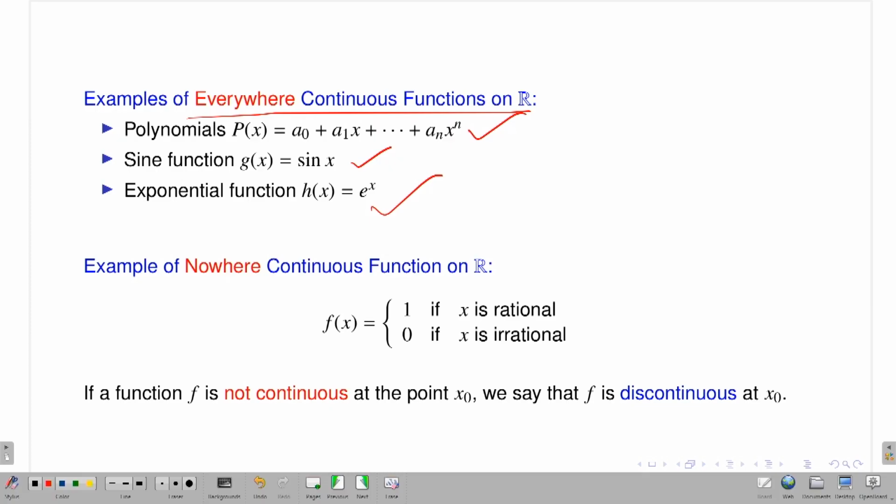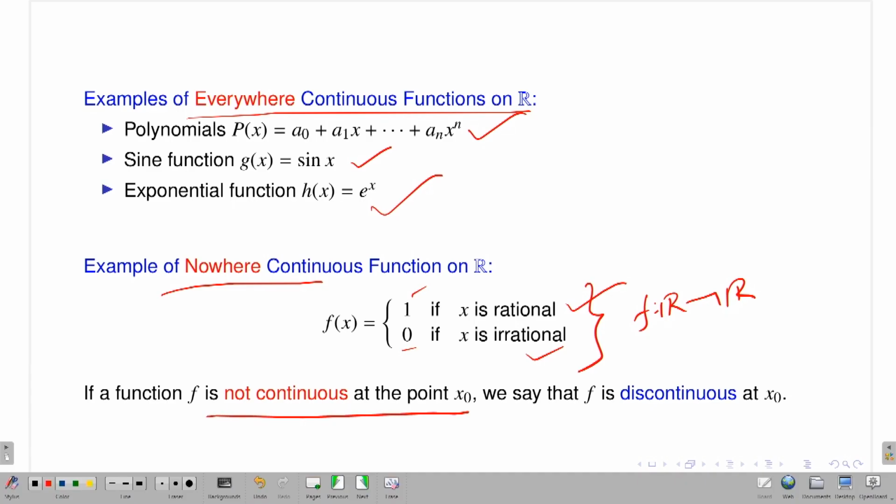Since I have given examples of continuous functions, one can ask for examples of nowhere continuous functions, or functions which are not continuous everywhere. I have given one example of a nowhere continuous function, and I think people might be familiar with that kind of function. f(x) takes the value 1 if x is a rational number, and f(x) takes the value 0 if x is an irrational number. So, f is a function from R to R. If x is rational, it takes the value 1. If x is irrational, it takes the value 0, and one can easily check that f is not continuous at any point x naught.